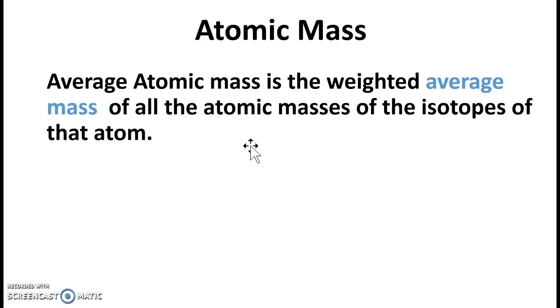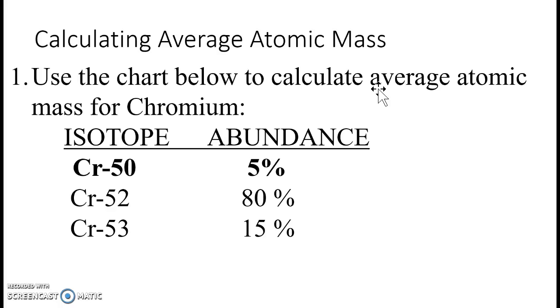So average atomic mass, again, is the weighted average mass of all of the atomic masses of the different isotopes in that atom. So we're going to go through 2 examples. So here's what we're going to do. You're given 3 different isotopes of chromium here, the mass number of 50, 52, and 53. And then you're given the percent abundance of each.